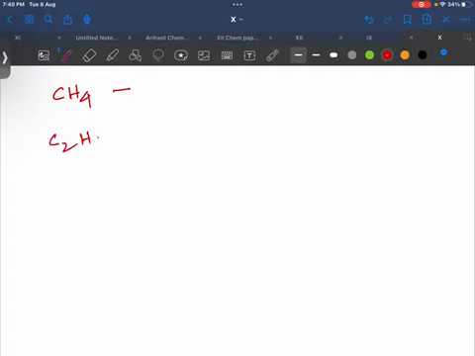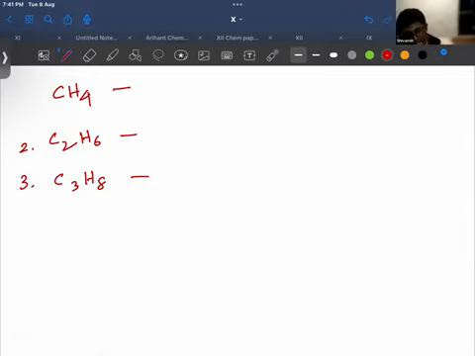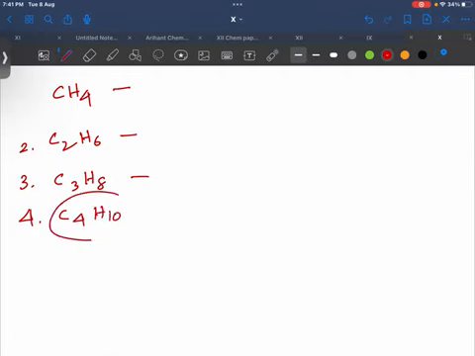Next, C2H6. What is the IUPAC name? Ethane. Write down, ethane is the IUPAC as well as the common name. Third one we have C3H8. Write down, IUPAC is propane, right? So the common name is also propane. But the game starts from C4H10. Okay?